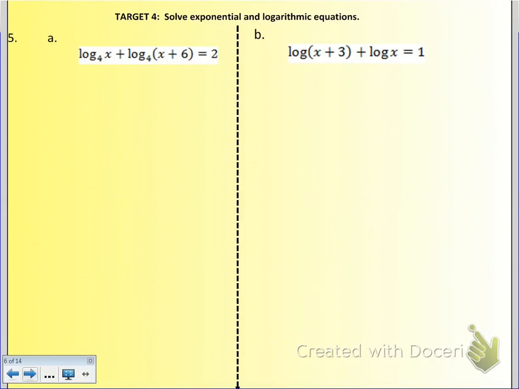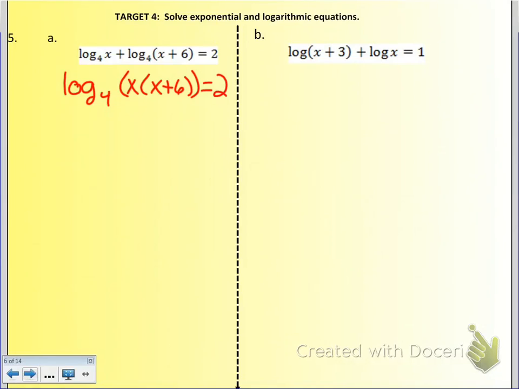Okay, these are a little bit more complicated. Not that bad, though. So here on the left-hand side, we have 2 logs, and on the right-hand side, we got no logs over there. So, remember, when we're adding with logarithms, what are we really doing? Naturally, we're going to multiply. So, we're going to rewrite this. So, we have log base 4 of x times x plus 6 equals 2.